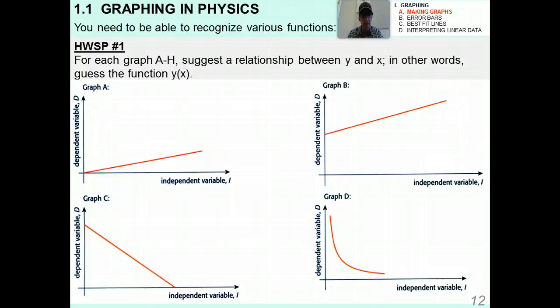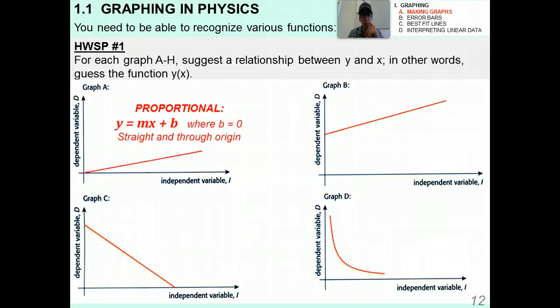Okay? All right, so graph A is clearly linear. And we say that it's proportional. The d and t are proportional to one another. And they're directly proportional because the y-intercept is 0, so it's straight through the origin. This would be modeled by this particular relationship, which you learned in algebra.